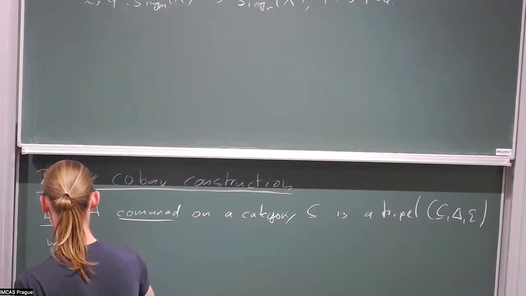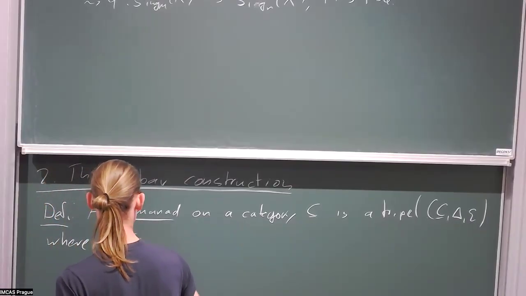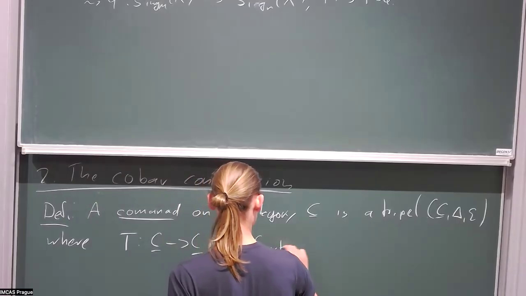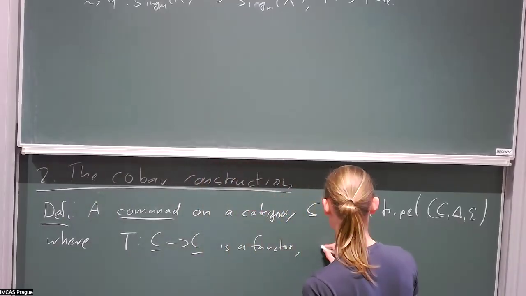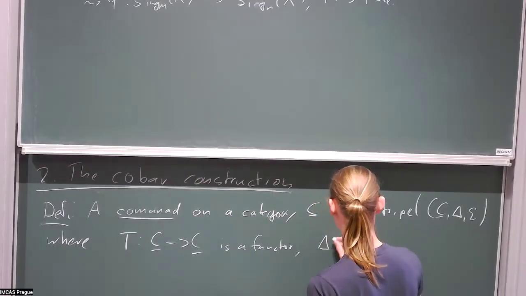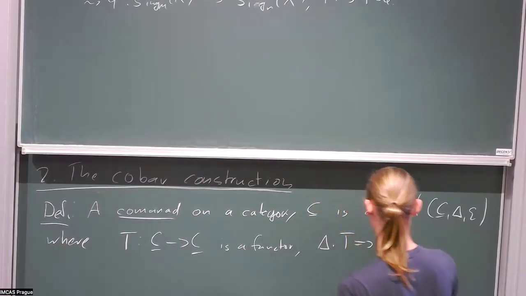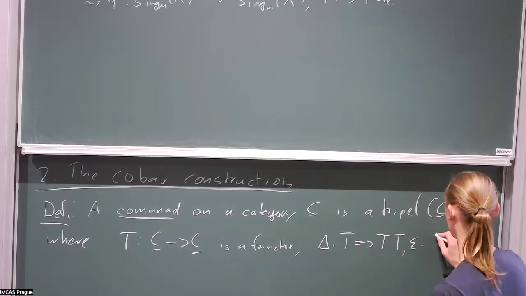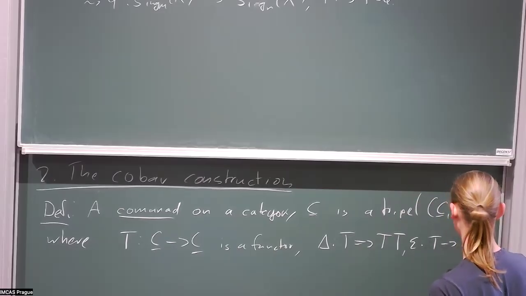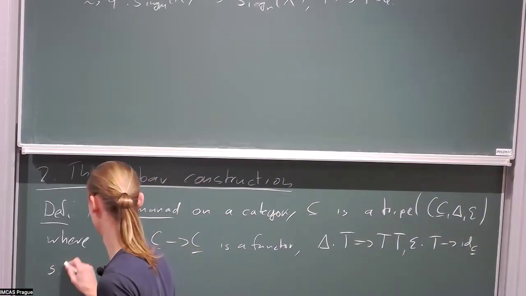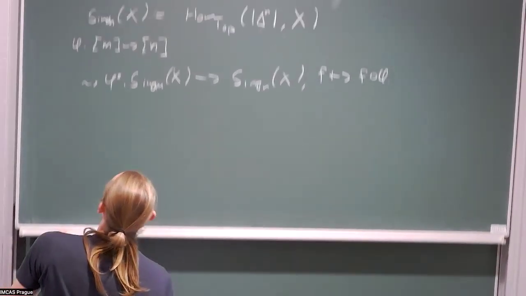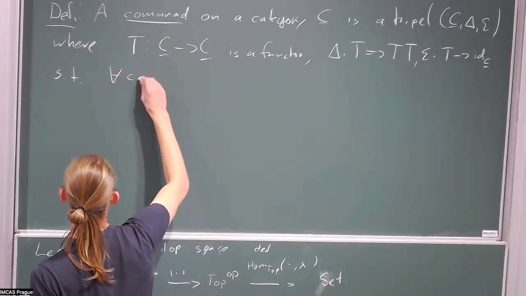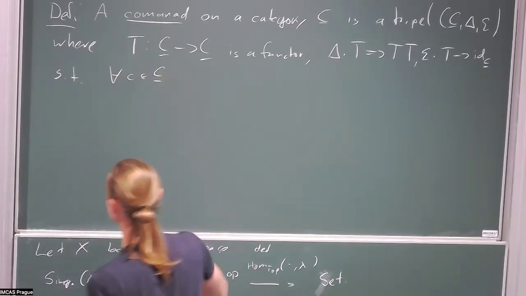Where T is an endofunctor, then delta is a natural transformation from T to T applied 2 times, and epsilon is a natural transformation from T to the identity functor on C, such that for all objects C in C, the following diagrams commute.